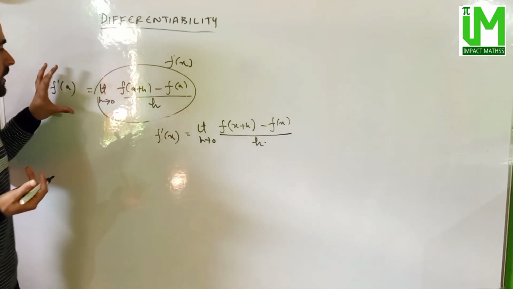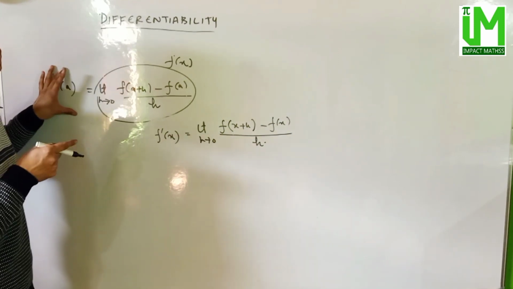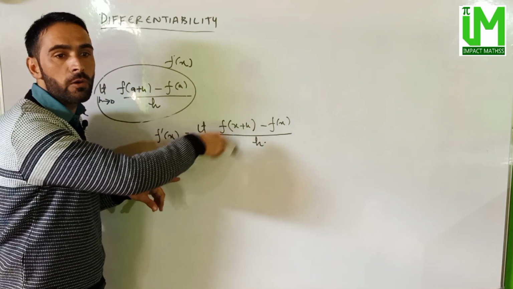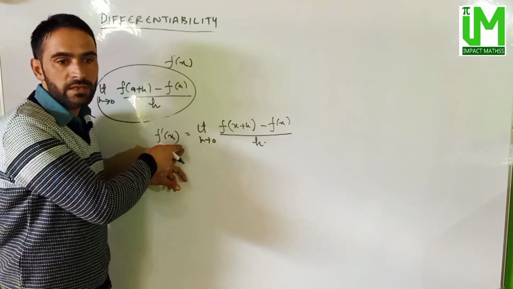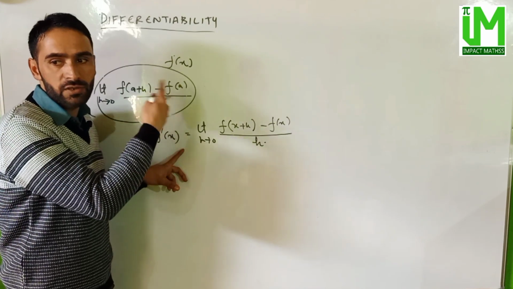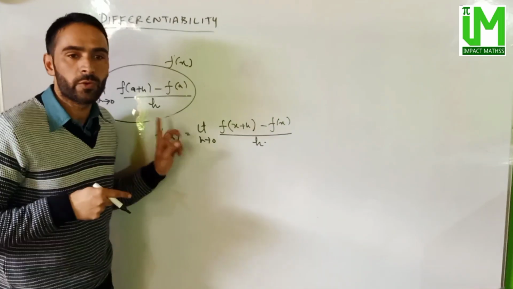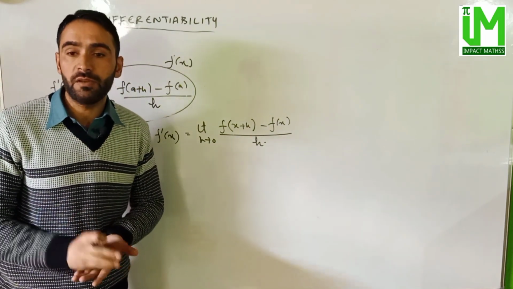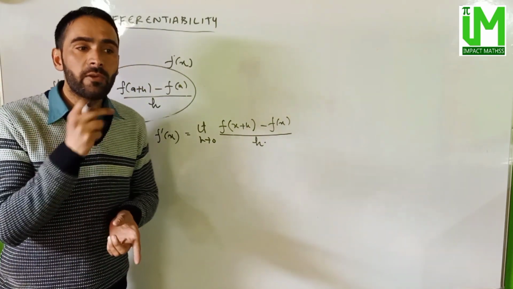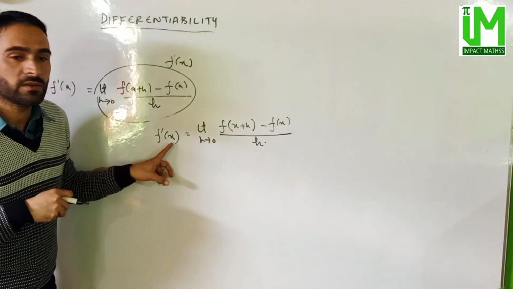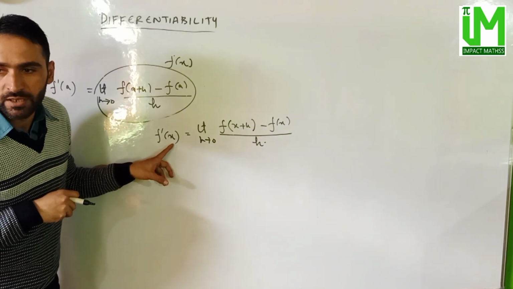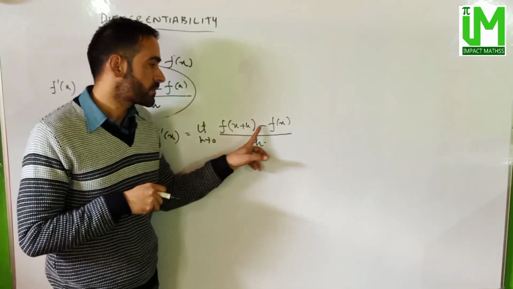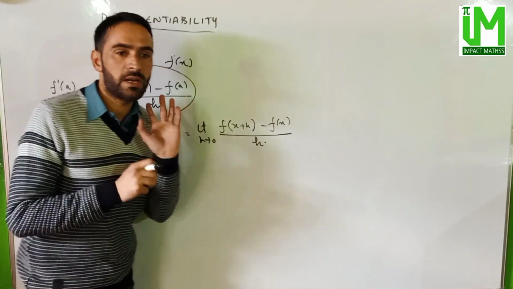Differentiability at a particular point is different from differentiability throughout its domain. Here x is an arbitrary point within its domain, so x represents every point. The function is differentiable throughout its domain when it is differentiable at every point. So f dash of x is equal to limit h tends to 0 of f of x plus h minus f of x, divided by h.